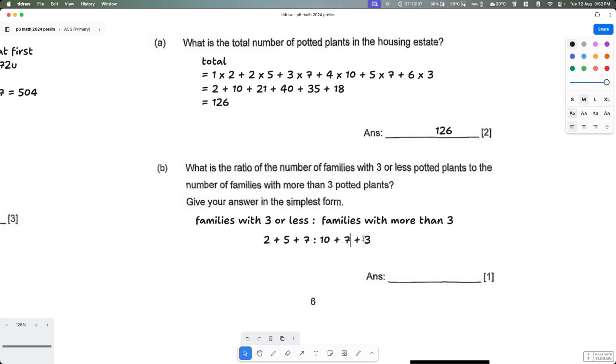Okay, and then from here, let me just make this in the middle. So from here we can say 2 plus 5 plus 7, this should be 14 is 2. 10 plus 7, 20. Okay, that means this is 7 divided by 2. 7 is to 10. So there you go. That's the answer. Ta-da! Alright, so the answer to this is 7 is to 10.